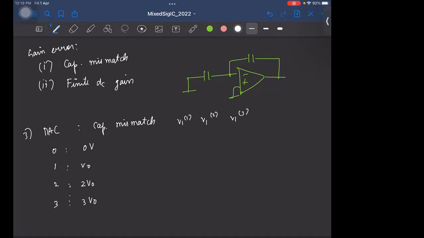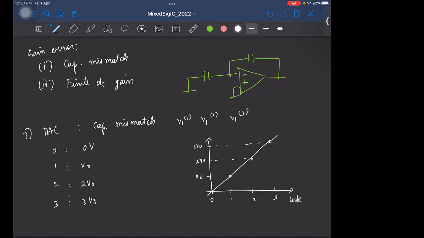And if you plot the input output characteristics of the DAC, where in the x-axis I'm plotting the code, so this is 0, 1, 2, 3, I'll have a straight line, right? For code 0, I'll have 0. Code 1, I'll have V0. Code 2, 2 V0, 3 V0. So I'll have something like this. I'll have a proper linear relation.